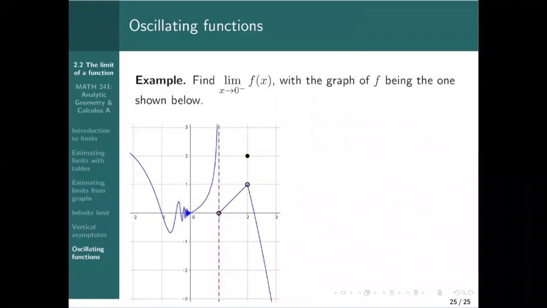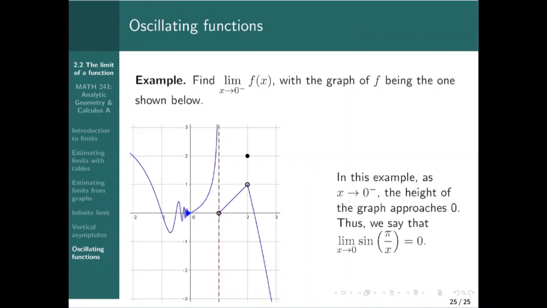Now let's consider one more example where we have an oscillating function, and now we want to evaluate the limit of this function as x goes to 0 from the left. Notice that even though the function is oscillating as x goes to 0 from the left, actually the graph of the function is approaching the origin. So in this case, we say that the limit of this function is actually equal to 0 because it is approaching a particular real number, which is 0.